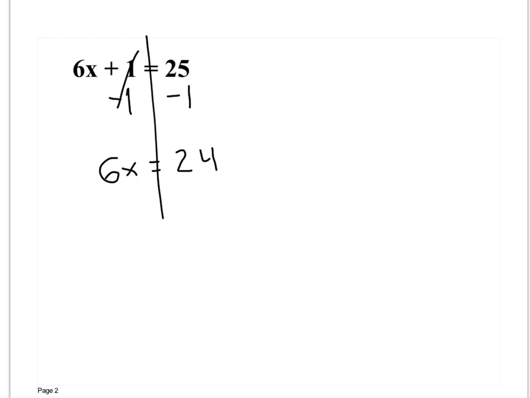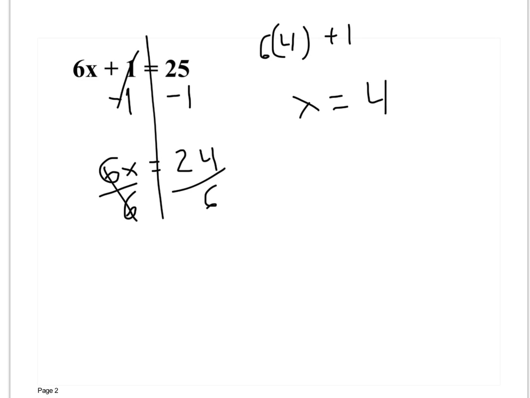Then I see that 6 times x equals 24, so I divide both sides by 6. X must equal 4. Then I check my answer. 6 times 4 plus 1. 24 plus 1 is 25, so x must be equal to 4.